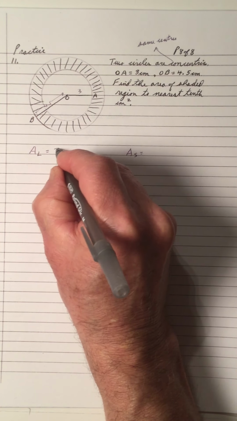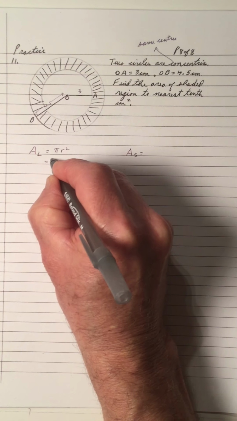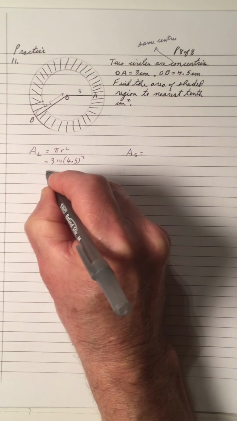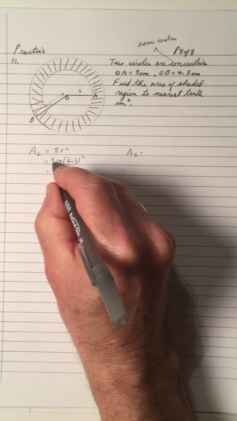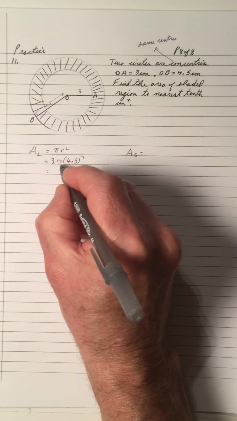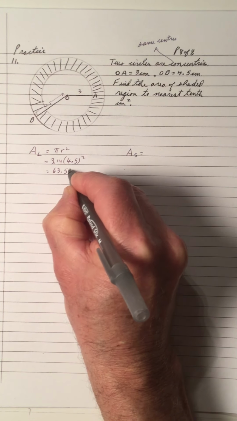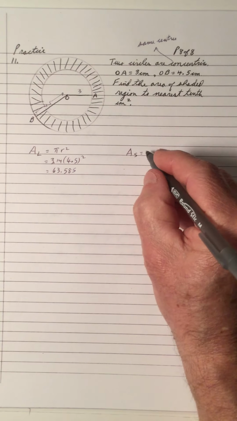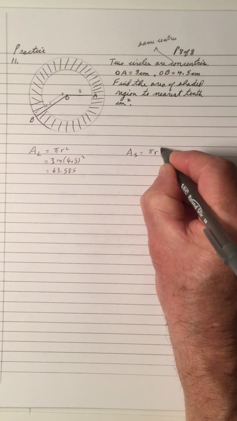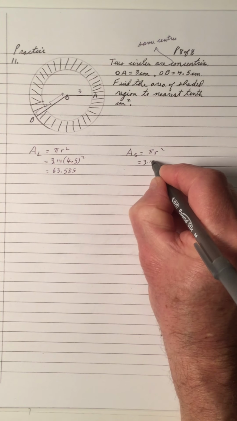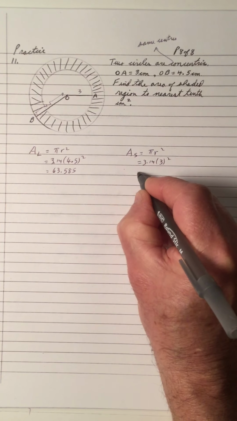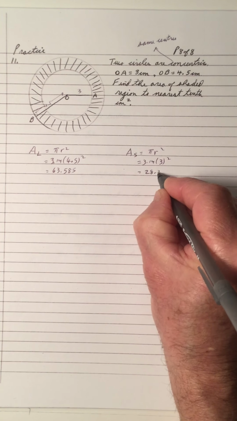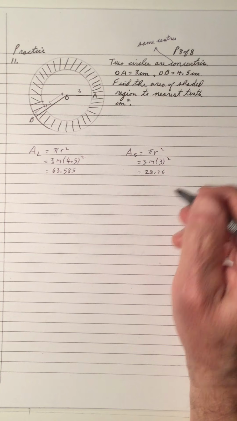So the large circle is pi r squared. So it's 3.14 times 4.5 squared. And 3.14 times 4.5 squared with a calculator, 63.585. And again, leave it till the end to subtract. The small circle is pi r squared. And the radius of the small circle is 3. So it's 3 squared. So 3.14 times 3 squared gives you 28.26. Again, leave it like that until the end.